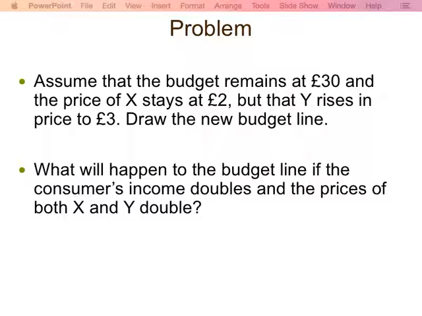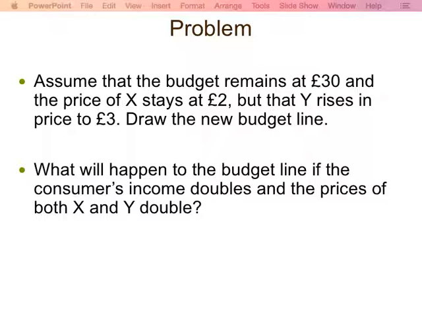So is this clear, guys? If not, let me know. I'll draw it myself on the board. Well, obviously there's nothing to draw. You just divide the new budget, which is £60, by the new prices, and you will see that you will still be consuming 30 units of Y and 15 units of X. So the budget line stays the same, it doesn't even shift if they occur at the same time.